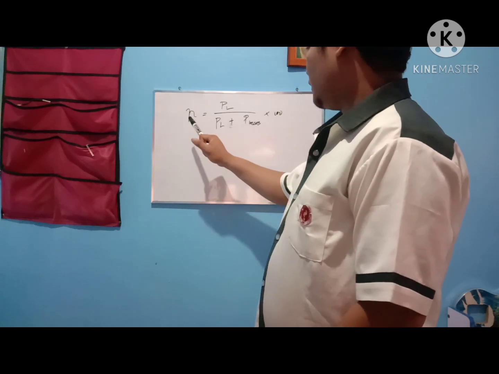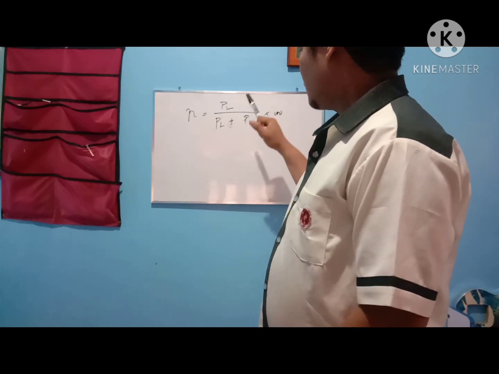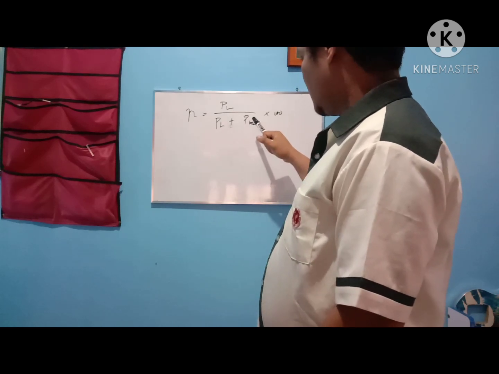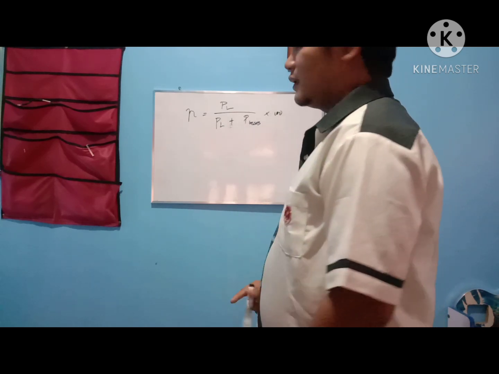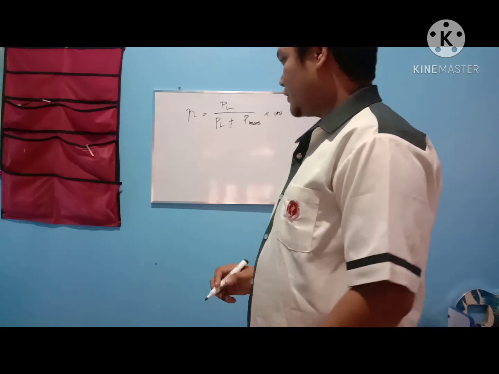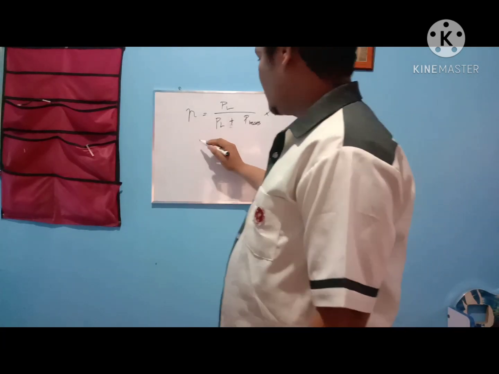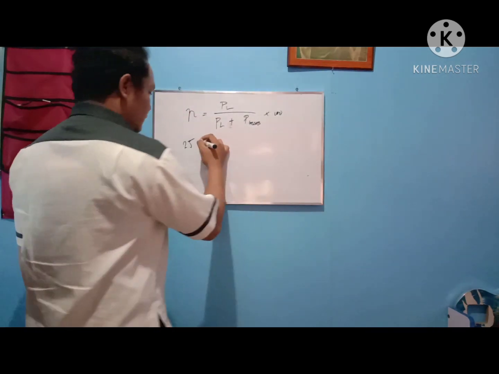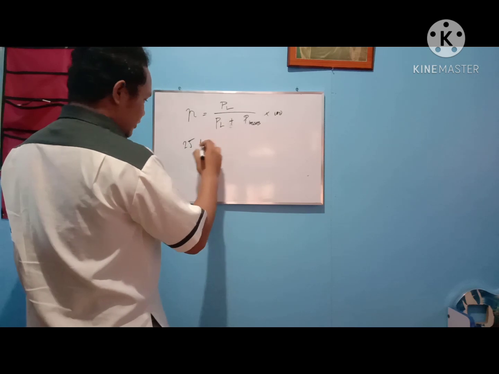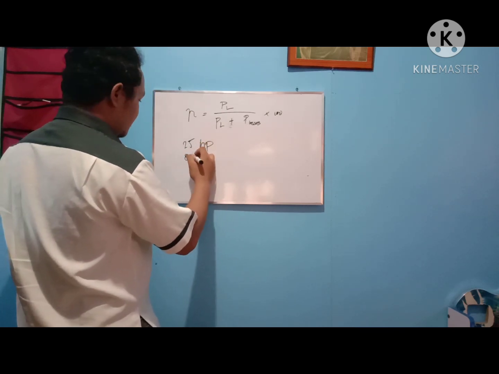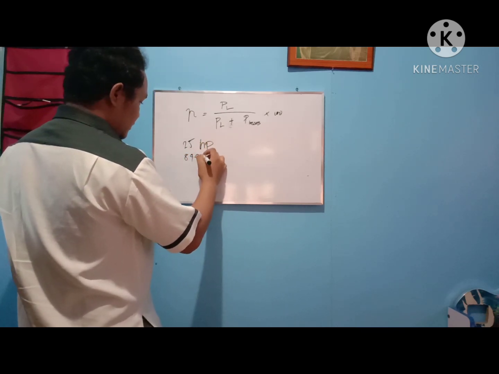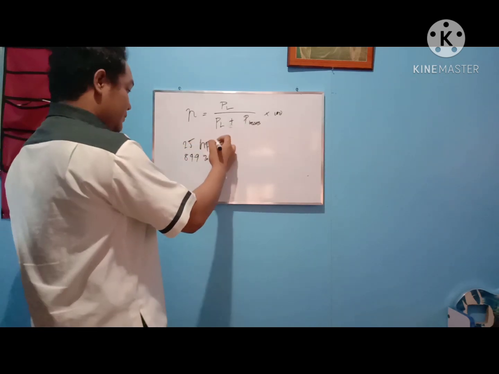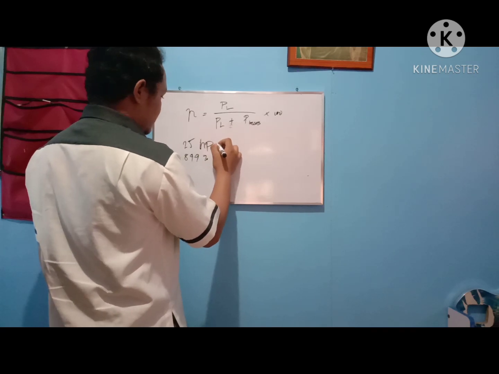The efficiency equals total output power all over total output power plus the power losses, times 100. Then the second step: identify the given. We have the 25 HP horsepower and the 84.9 percentage. So this horsepower, we must convert it into watts.